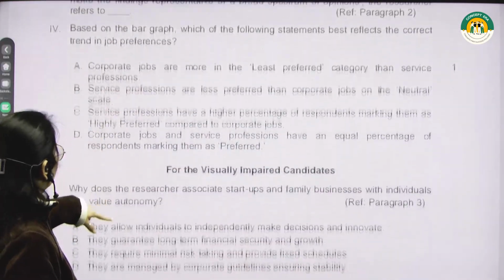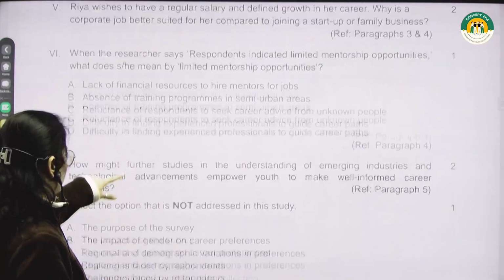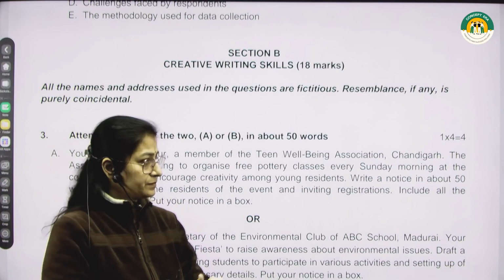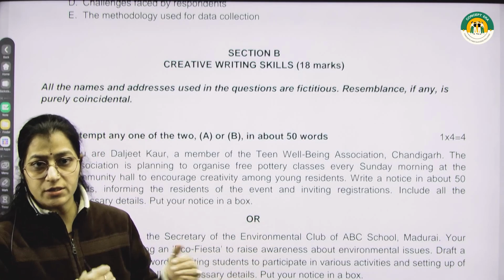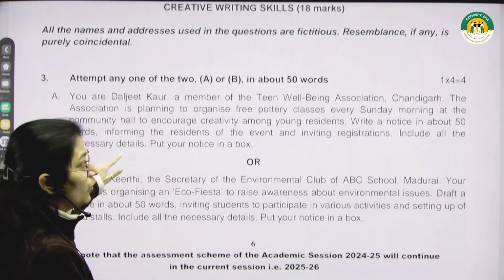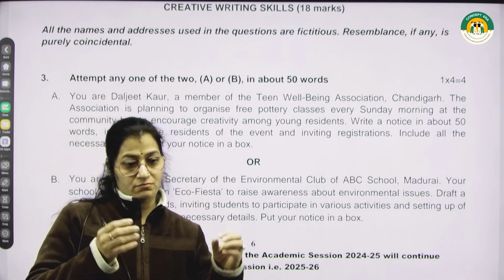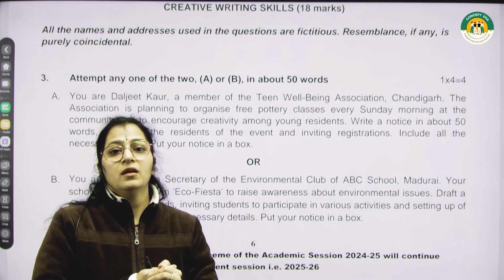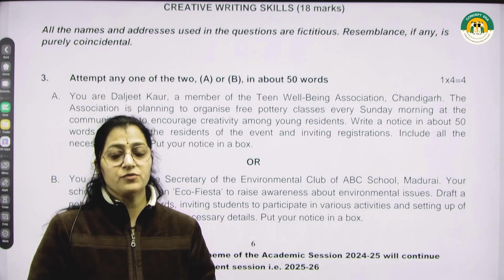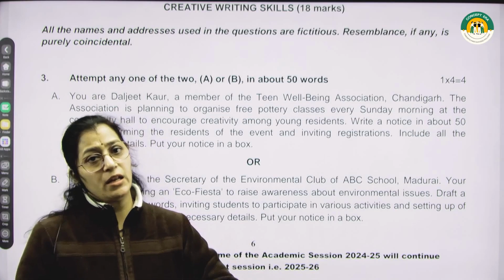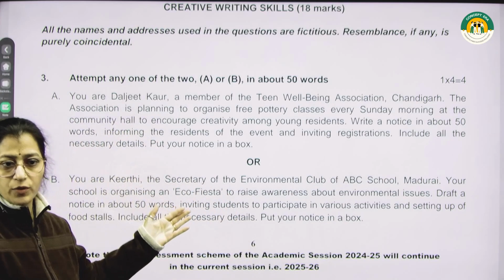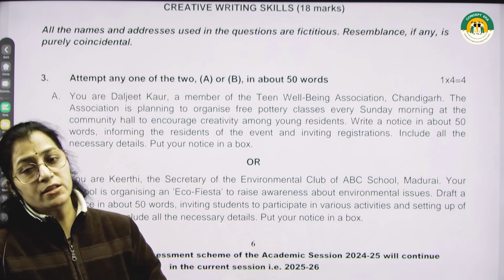Okay, now we are jumping to the next part of this question paper, that is creative writing skill. It carries 18 marks. The division of the marks is given after every question. So the first question is given here. As I told you, CBSE always keeps in mind that every kind of child, every type of student, is going to appear in the board exams. That's why they always give lots of choices in between the questions. So once you jump to this writing section, you will find that every single question has an internal choice.